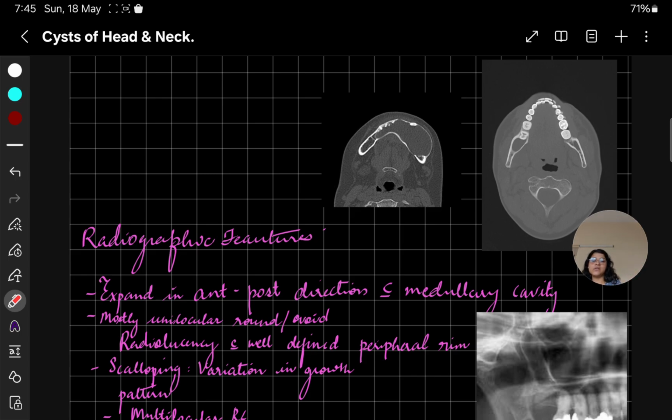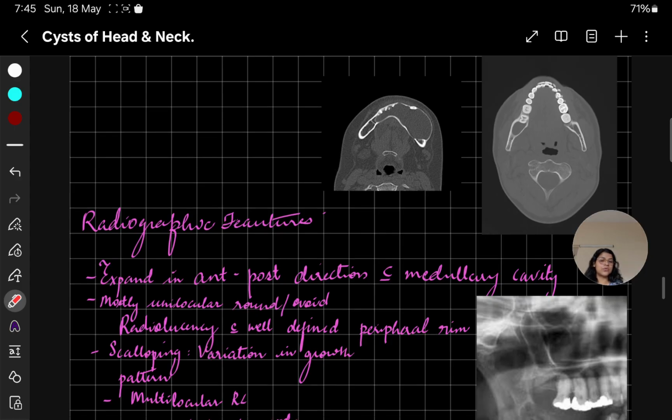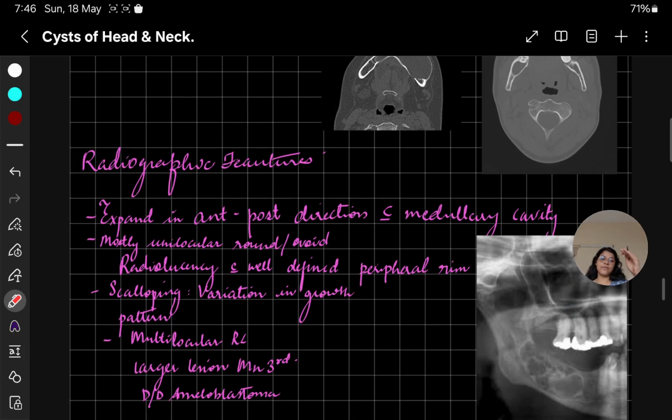So even in the medullary cavity, mostly they are unilocular or round radiolucency with a well defined peripheral rim. So you will have a unilocular or multilocular, but mostly unilocular, and it is well defined. You have a peripheral rim. You have scalloping because there is variation in growth pattern.